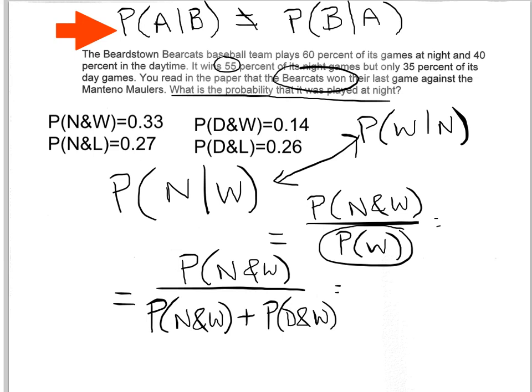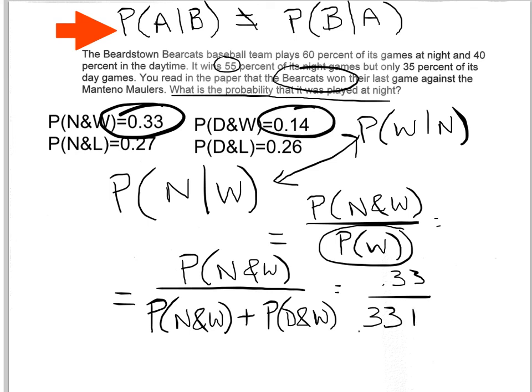Well, I have all those numbers. I have the 0.33, and I have the 0.14. When I put that together and do my division, I'm going to end up with 0.70. So in this particular case, what's the probability that the game was played at night, given that they won? That's all we're talking about right there: 0.7.